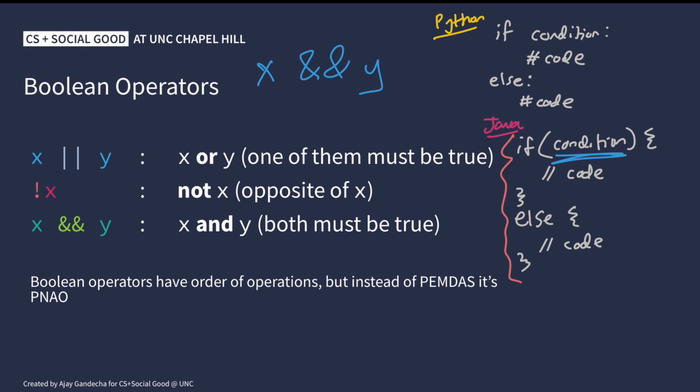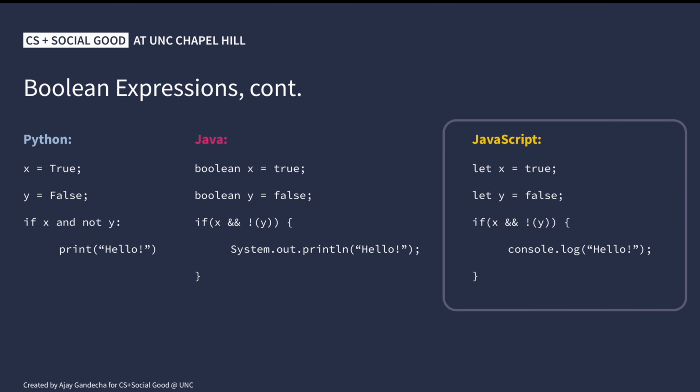Now, of course, there is also an order of operations. When you're using arithmetic, you often think of PEMDAS, but with Boolean operators, you have PNAO, which is going to be parentheses, not, and, or. Okay? So you have parentheses, not, and, or. And so now this is an example.